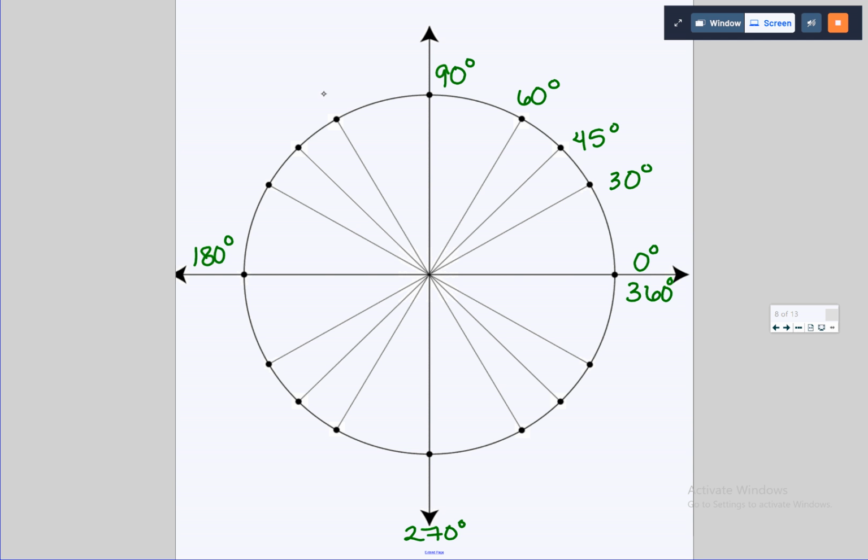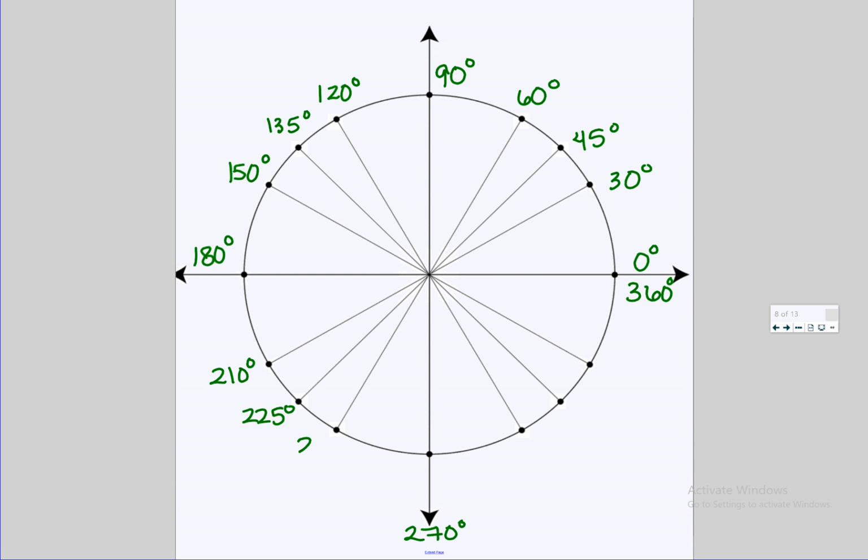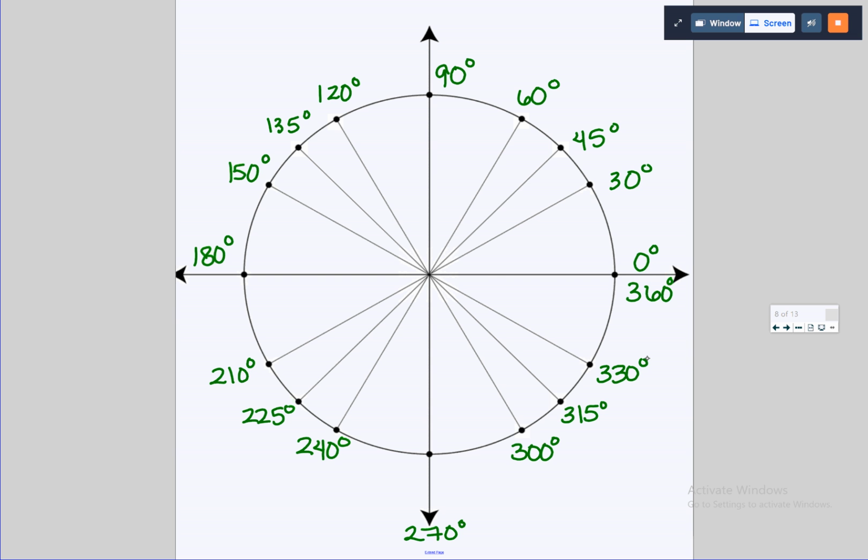Okay, so if I take 90, increase by 30, it's 120, then 15, 135, 15, 150, 30 takes me to 180. 30 is 210, then 225, and 240 when I add 15. Another 30 gives me to 270. And then one more time, 30, 15, 15, and then 30 takes me back to 360. So those are all of our degree measures that we're going to be using on our unit circle. Good there?